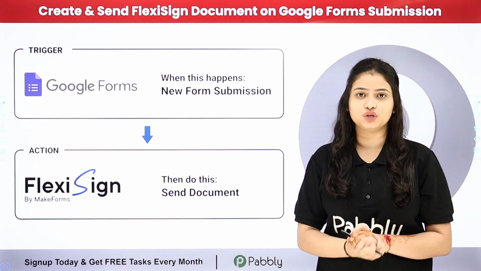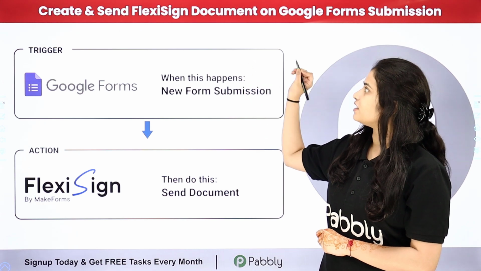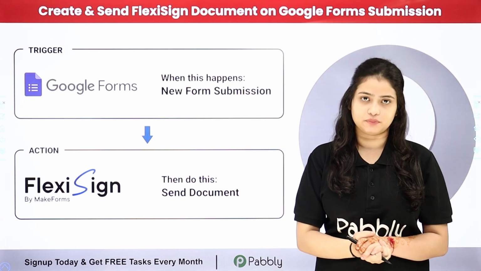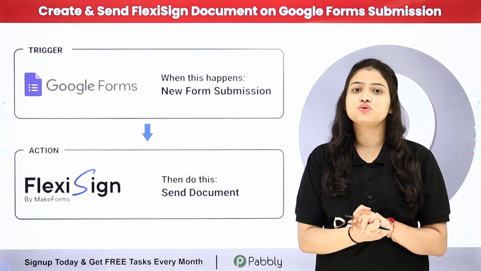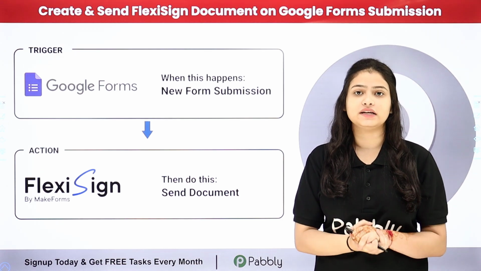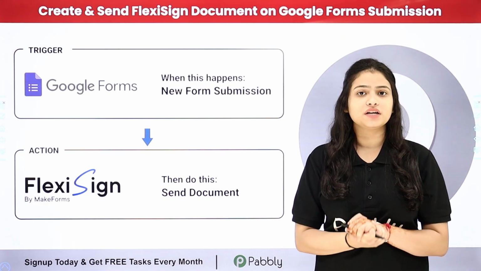In this video, we are going to learn how to create and send FlexiSign document on Google Form submission. So I own a real estate agency and I want to send proposals to the clients who are interested in buying or renting the properties. And for that, I have already created a Google form.